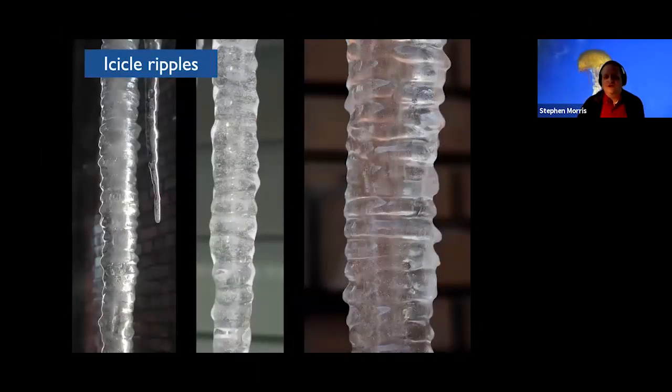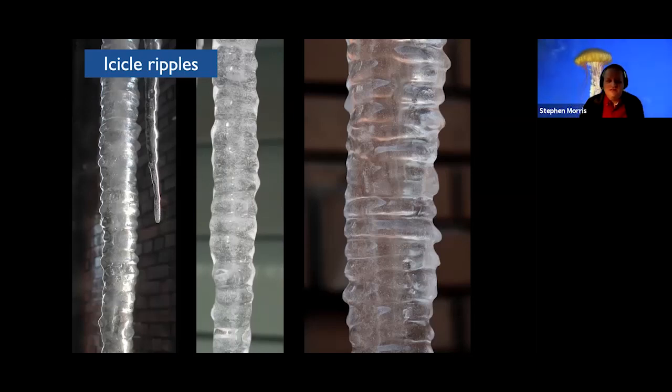Natural icicles are often ripply, and of course, in that case, the water is not distilled. It's just natural water running off of your roof. And here are some pictures. These two are taken on my house in Toronto, and this one is taken by a guy in Utah, and I got permission to use it in publications because it's so pretty.